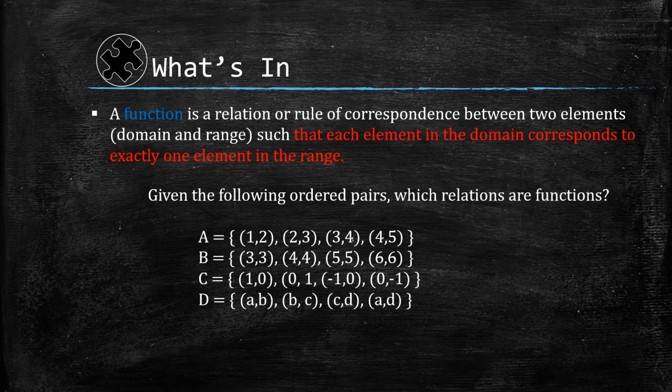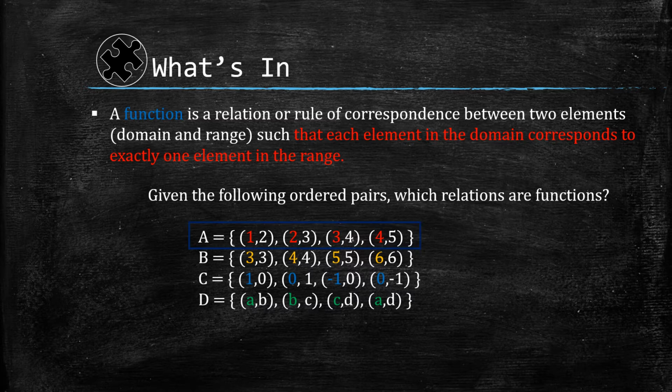Let's say for example, we are given the following ordered pairs. Now, which relations are functions? Let's base it on the definition. First, let's determine their domains, in A, B, C, and D. You'll see I changed the color to determine and separate the domains. We have 1, 2, 3, 4. In B, 3, 4, 5, 6. Then 1, 0, negative 1, 0, and A, B, C, and A. Let's have this first.